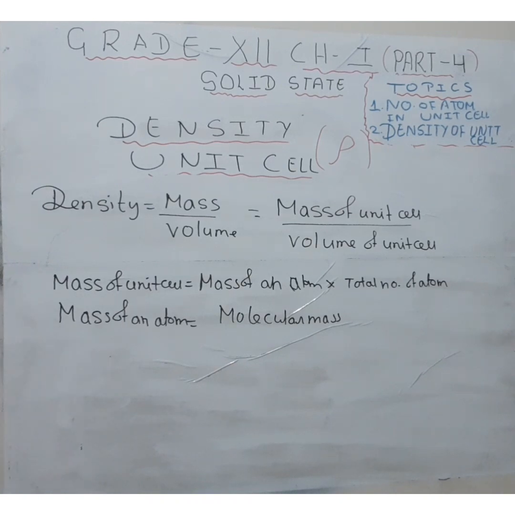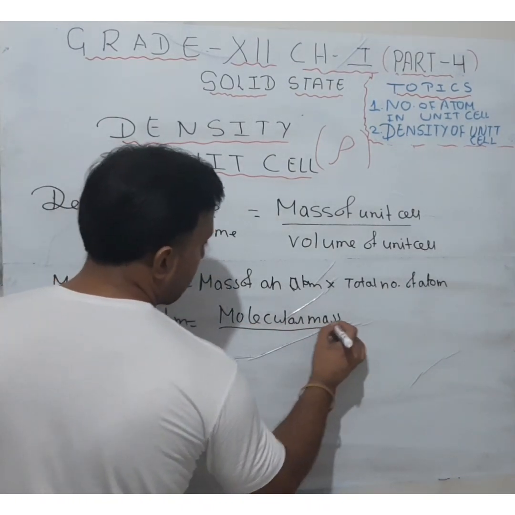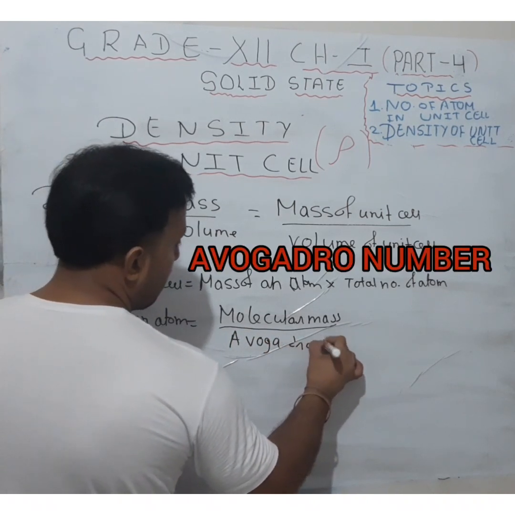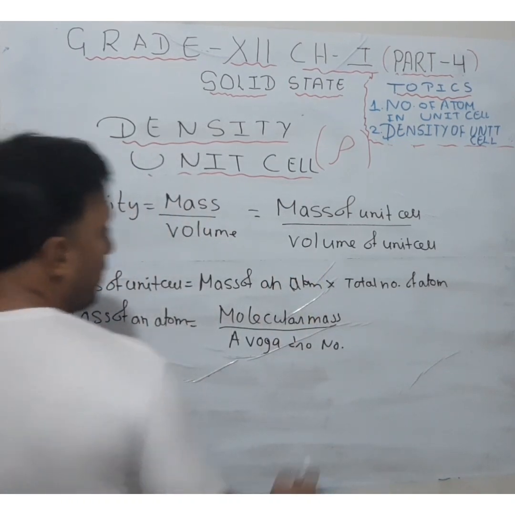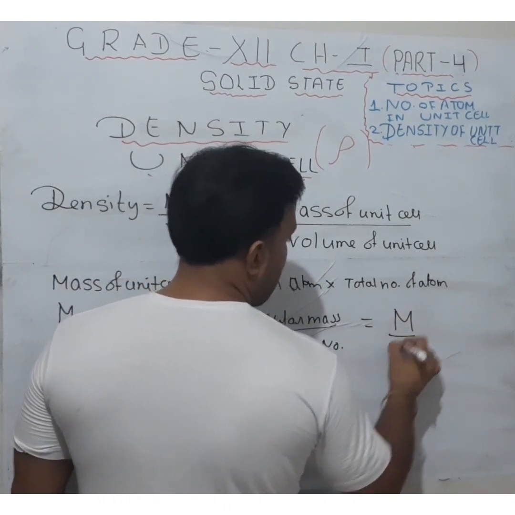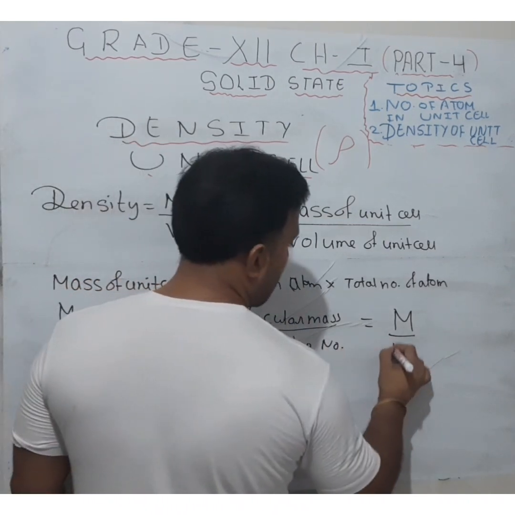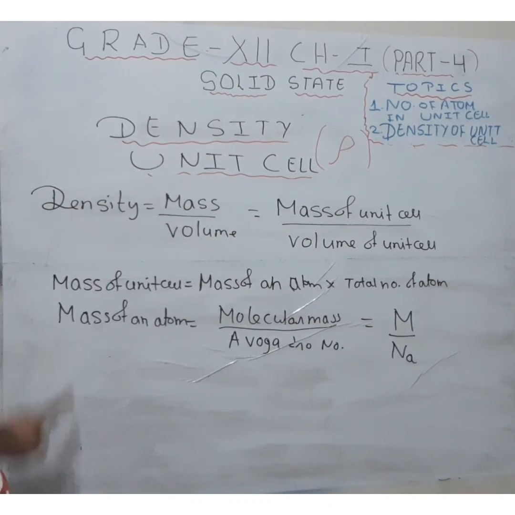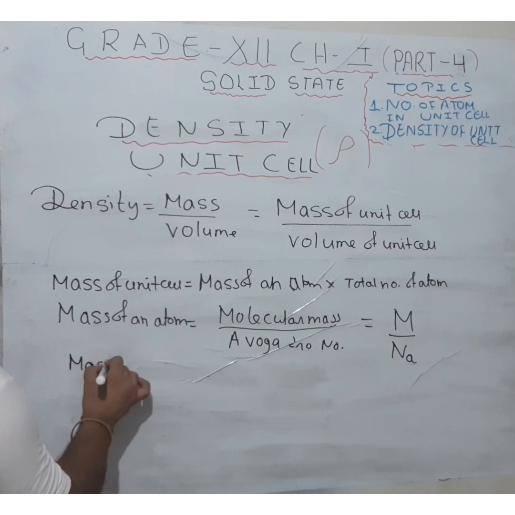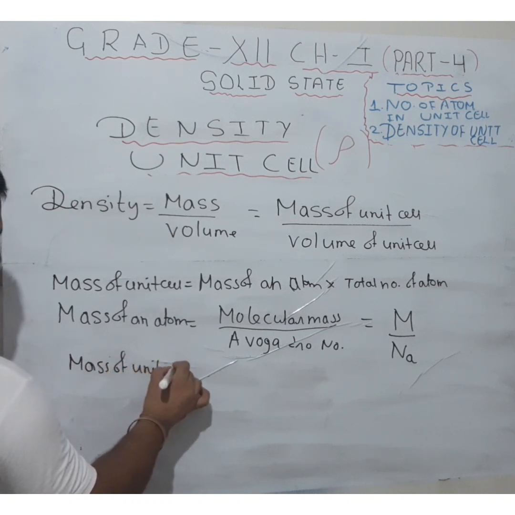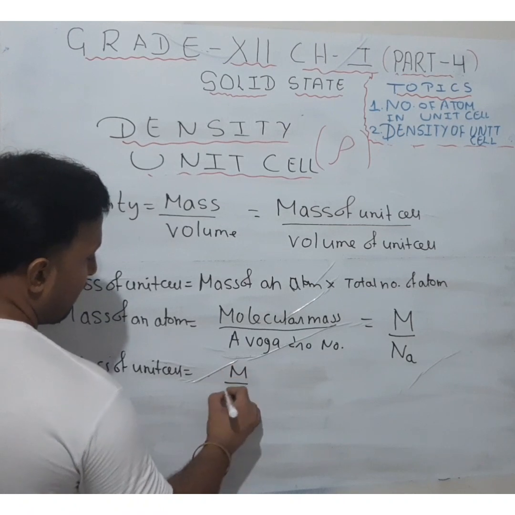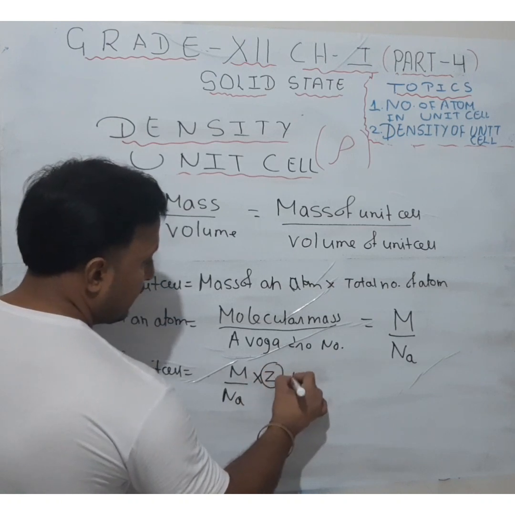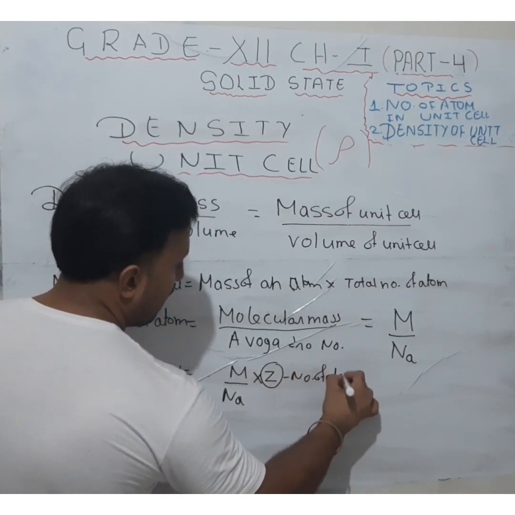So to determine the mass of an atom, you take the ratio of the molecular mass of the substance with Avogadro's number. So we'll use capital M, which is the molecular mass of the substance, and the Avogadro number, which we represent as Na. The final formula for the mass of a unit cell will be M divided by Na, multiplied by Z, where Z means the number of atoms.